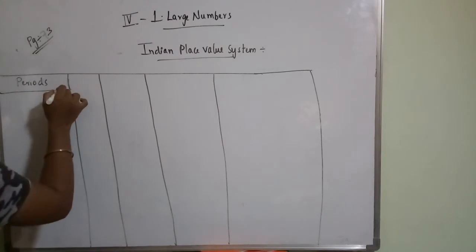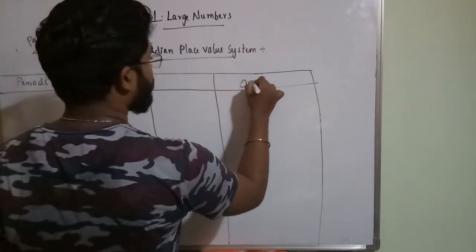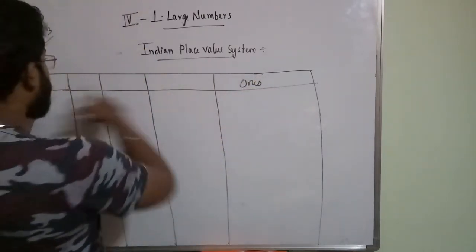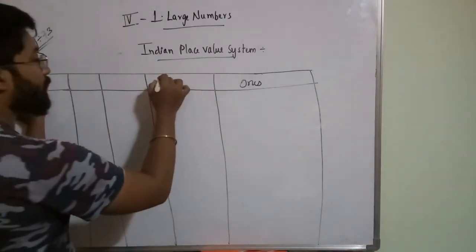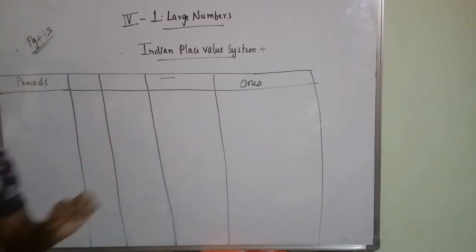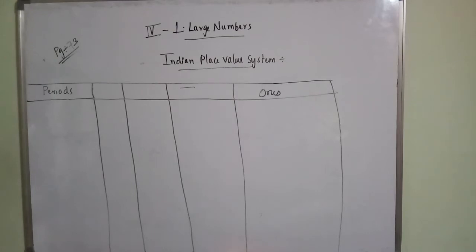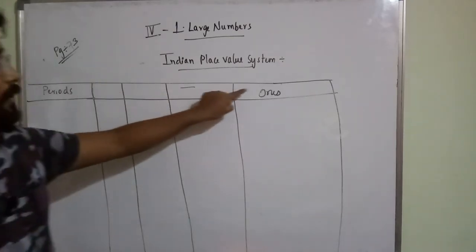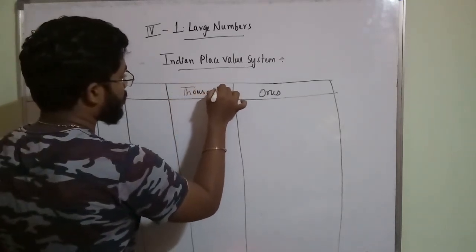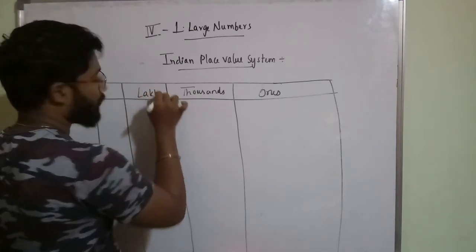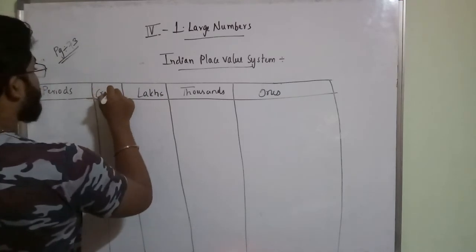What are periods? Let's see. So this is the ones period. Periods means this total heading is periods. So this heading is telling that these are periods: ones, thousands, lakhs, and next you are having what? Crores.